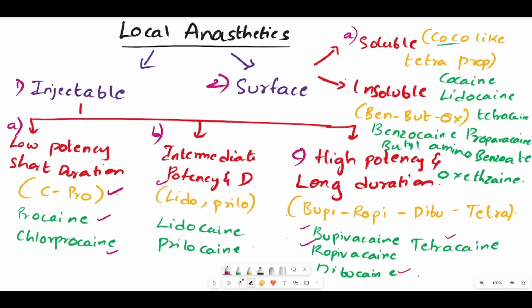One is soluble class and the other one is insoluble class. In the soluble class, to remember the drugs under this, remember one trick, which is coco like tetraprop, where C means it is cocaine, L means it is lidocaine, T means it is tetracaine, prop means proparacaine. And coming to the second class, which is insoluble, here ben but ox. Ben means it is benzocaine, but means it is butyl amino benzoate, and ox means it is oxytocin. So that is all about the simple classification of local anesthetics.